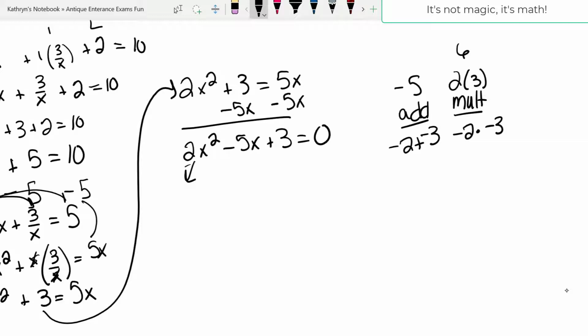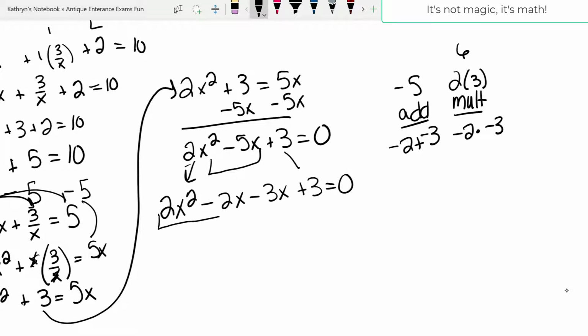Doing the grouping method, we're just going to rewrite this 2x squared. Now instead of negative 5x, we're going to write minus 2x minus 3x. And then this comes down, plus 3 equals 0. Grouping method means we're going to put the first two together and the second two together. The first two, I need to find the common factor. So I'm going to go over here to the right. 2x squared is 2 times x times x. And then negative 2x is 2 times x times negative 1.